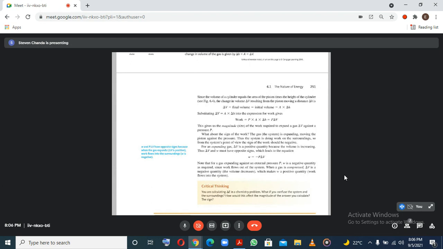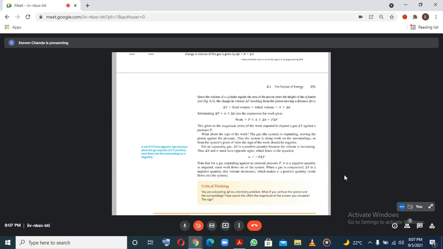So that's why we are adding that negative to our formula, so that if the change in volume is negative, the negative in front times the pressure times the change in volume will be a negative times a negative. So then we are going to have a positive work, which entails that indeed work was being done on the system, and therefore it was compressed.